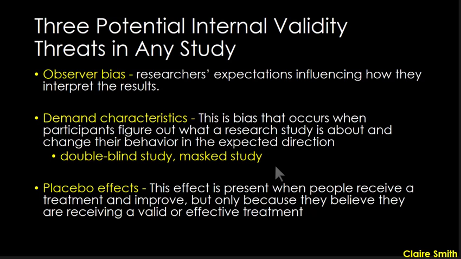A masked study, the participant knows if they're in the treatment group or not, right? So they're aware of what group they're in, but the researcher doesn't. So when interpreting results, they're not being influenced that way. And then the last type of threat to internal validity is a placebo effect, which is similar, but the effect is present when people receive treatment and improve, but only because they thought they were receiving a valid or effective treatment when they were actually getting a placebo. So they got better because they thought they were going to get better, which actually happens quite often.